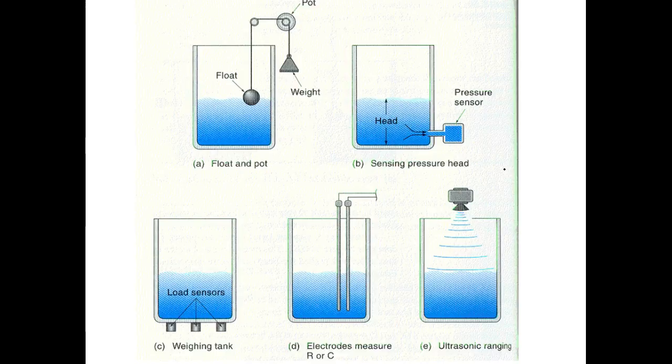We can also, we've already talked about this, we can measure what? Pressure. We can measure weight and translate that into height. So here they got load cells on the bottom. This is what we use inside airplanes.